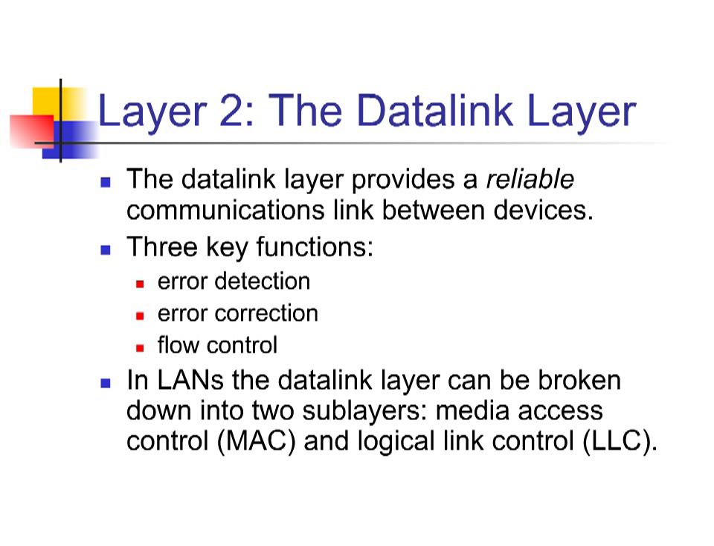The data link layer also provides for reliable communications between devices. And to meet this purpose, it has three key functions: error detection, error correction, and flow control. In LANs, the data link layer can be broken down into two sublayers: the media access control, or MAC, sublayer, and the logical link control, or LLC, sublayer.